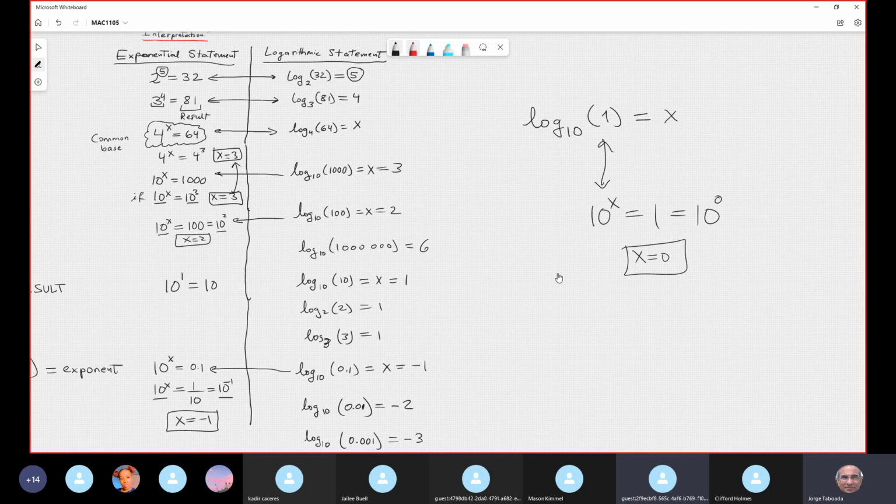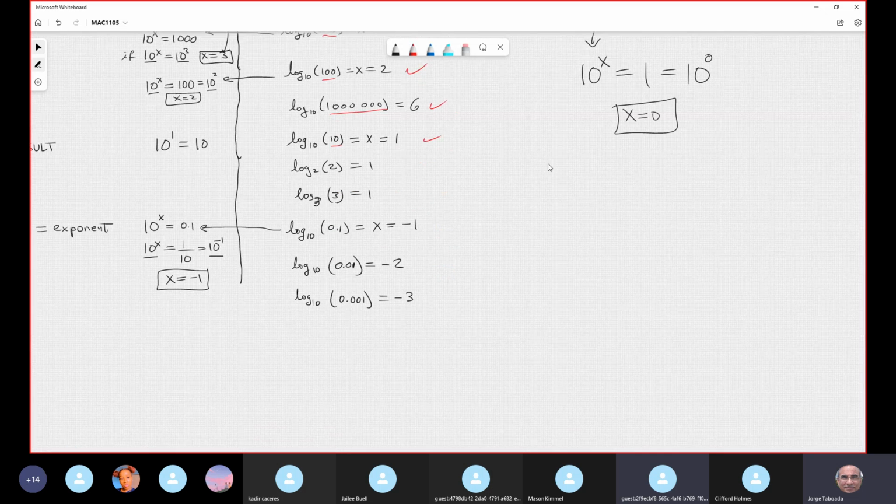In this example, look, this and this and this, the number is greater than 1, and even this, the answer for the logarithm is a positive number. In this example, let me use another color, and this example, where the number inside the logarithm is less than 1, the answer for the logarithm is a negative number. The logarithm covers positive and negative numbers in its range, but not in the domain.